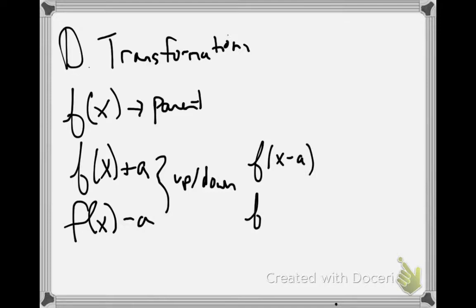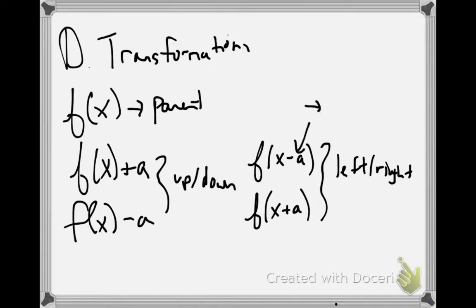Compare that to something that looks like this: f of x minus a, f of x plus a. What that's going to do is shift it horizontally, and it's going to go opposite of what you see. So what I mean by that is x minus a is going to go to the right a units, and x plus a is going to go to the left a units. Okay? They're really the big transformations that I believe you're going to need for the packet.